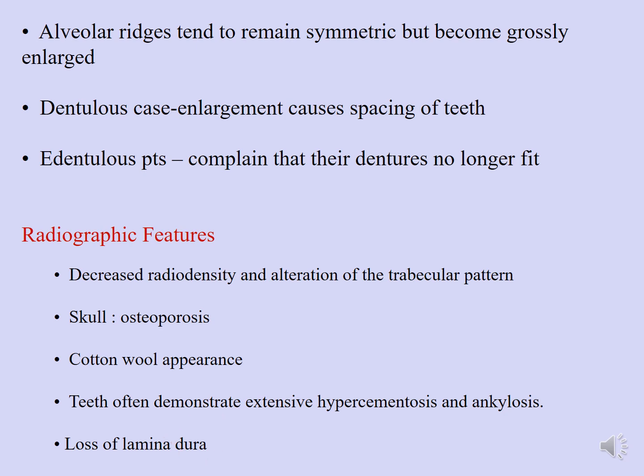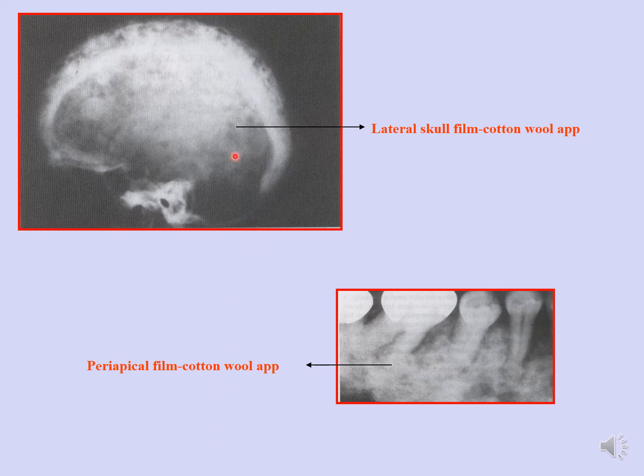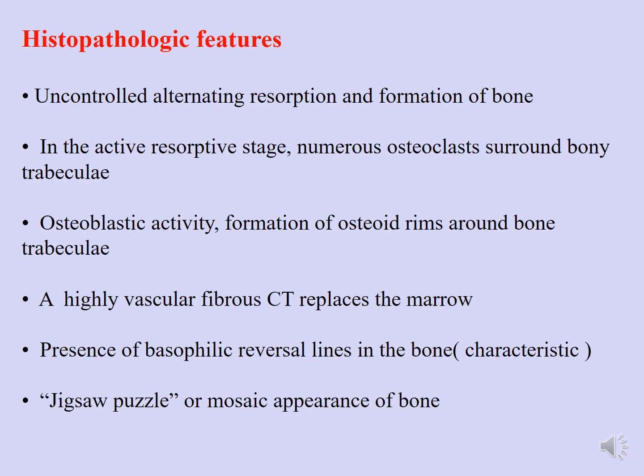in IOPA. So this is a classical lateral skull image of cotton wool appearance, and the periapical radiograph where you're seeing hypercementosis. So this is generalized hypercementosis. If you see a patient with generalized hypercementosis, we need to evaluate for Paget's disease. So when we do a biopsy, what are we going to see?